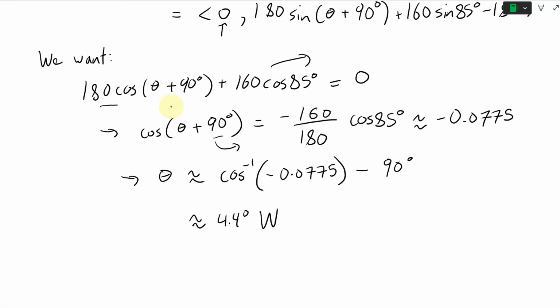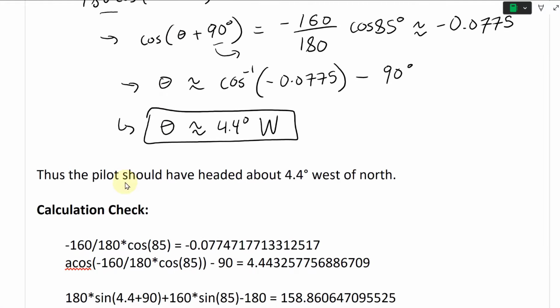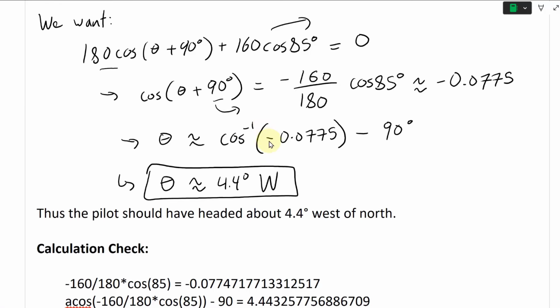And this is going to be due west. So I'll put this like that. Yeah, so basically, thus the pilot should have headed about 4.4 degrees west of north.